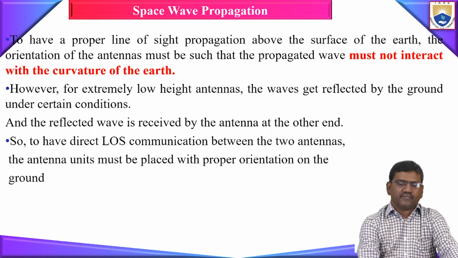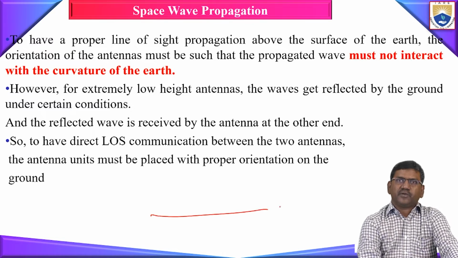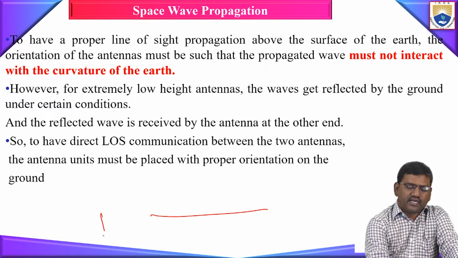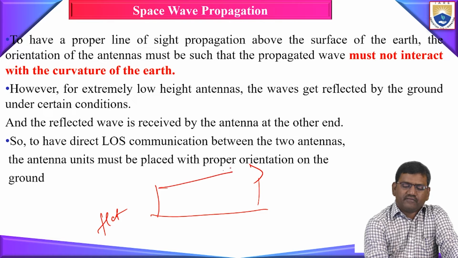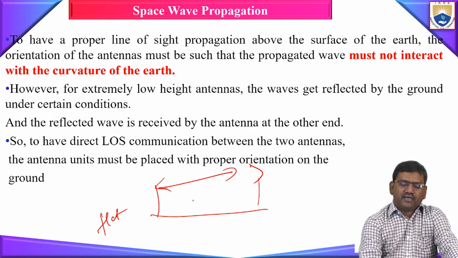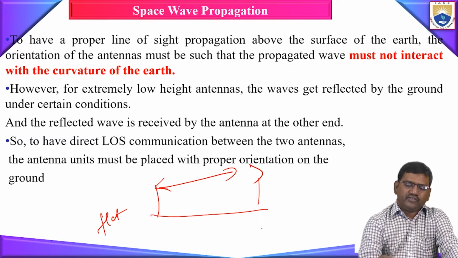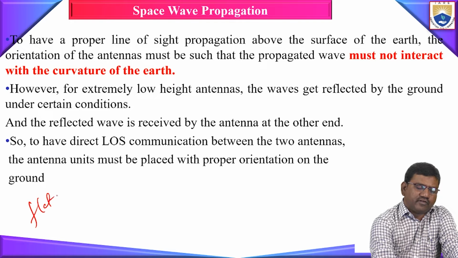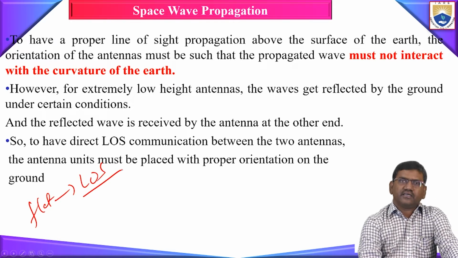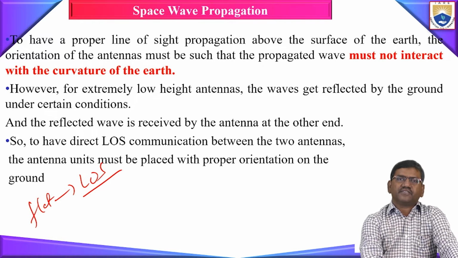It means that when the surface of the earth is flat, there is no problem. If this is the transmitting antenna and this is the receiving antenna, directly we can transmit the signal. So there is no reflection happening from the surface of the earth. Suppose we take the curved earth. In the flat earth it is possible for us to have LOS communication, line of sight communication.